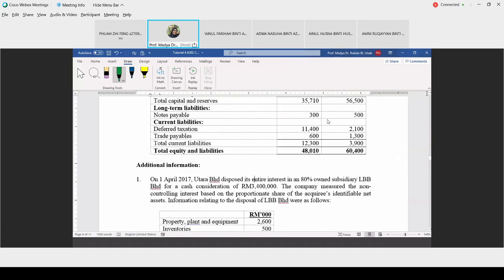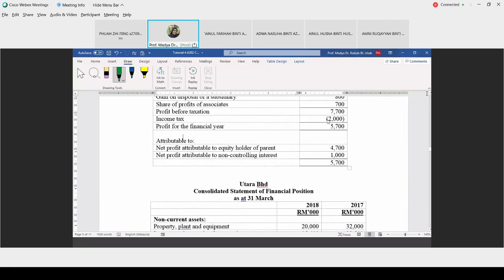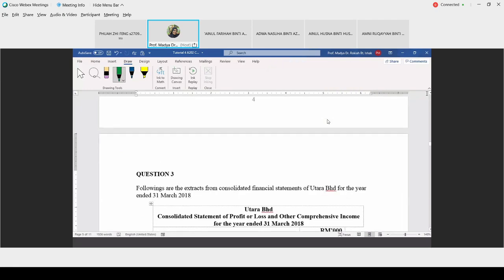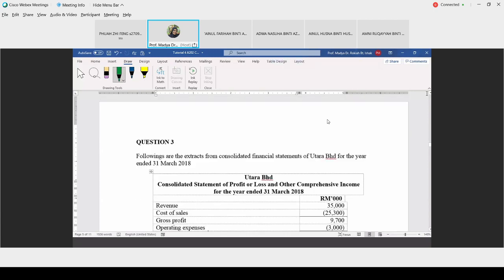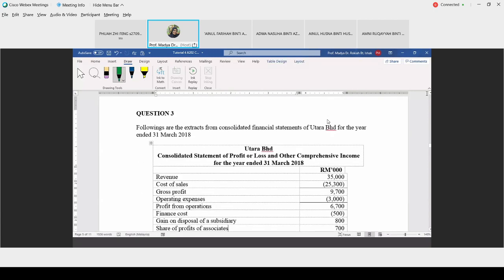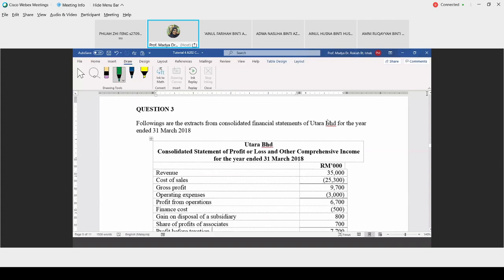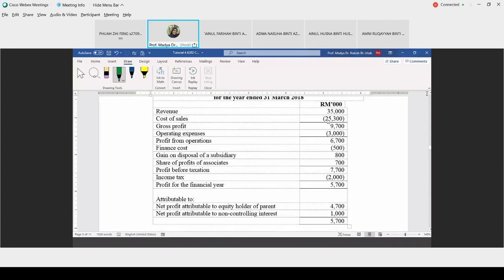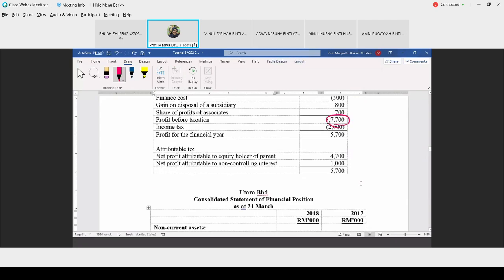Question 3 is about disposals, which is a little bit different from question 1 and question 2. For question 2, I just want to show the answer only. This is what you have for question 3. You are going to have a profit from operation, profit before tax. This is the amount that we are going to focus on here, and that 7,700 here is income tax, and then this is the amount that you proceed with.